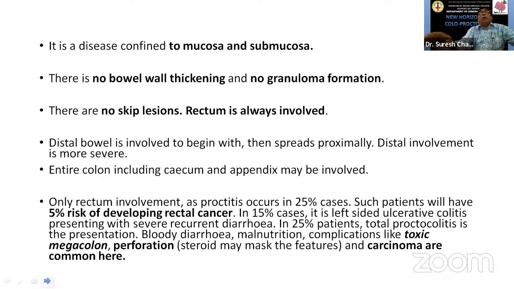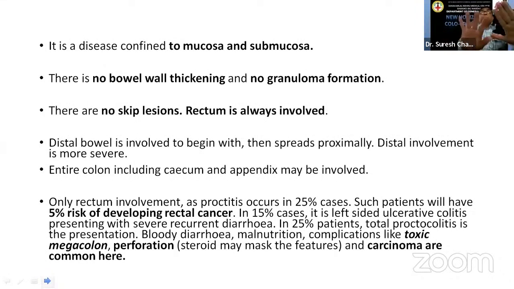There is no bowel wall thickening and no granuloma formation. The definition of Crohn's disease is a non-caseating transmural and granulomatous disease. But here, no bowel wall thickening, no granuloma formation, and there are no skip lesions, and only the rectum is involved in this ulcerative colitis. Distal bowel is involved to begin with, and then it spreads proximally, and distal involvement is more severe. The entire colon, including cecum and appendix, may be involved.